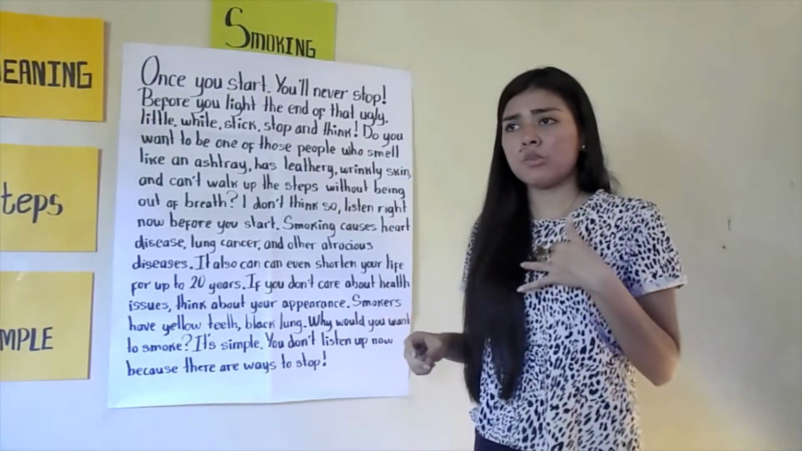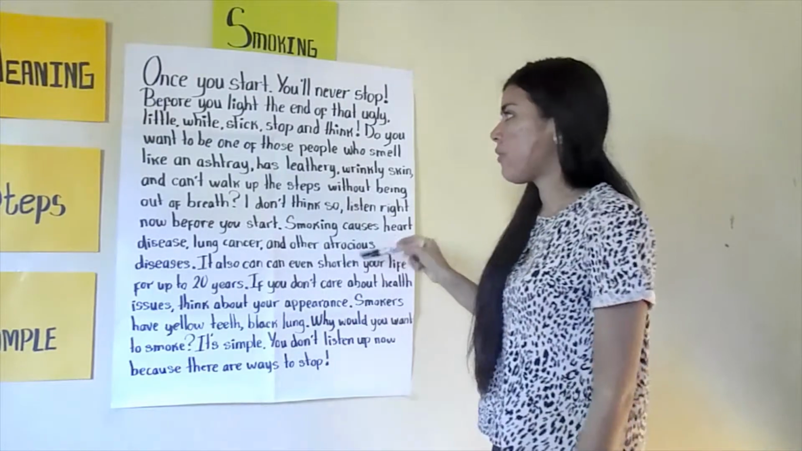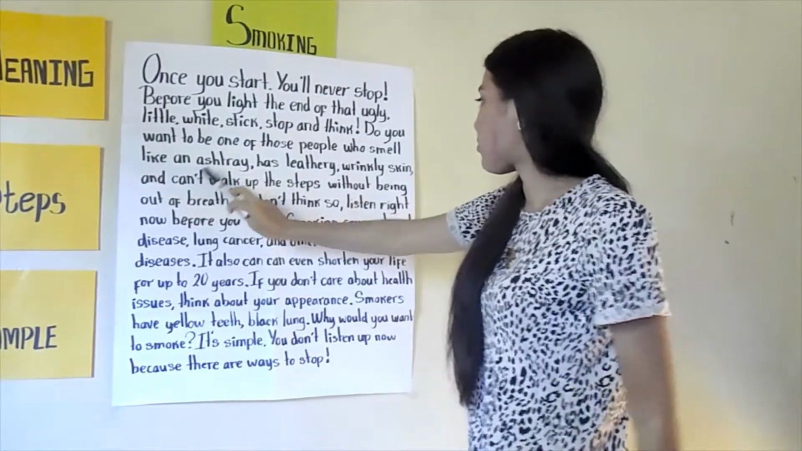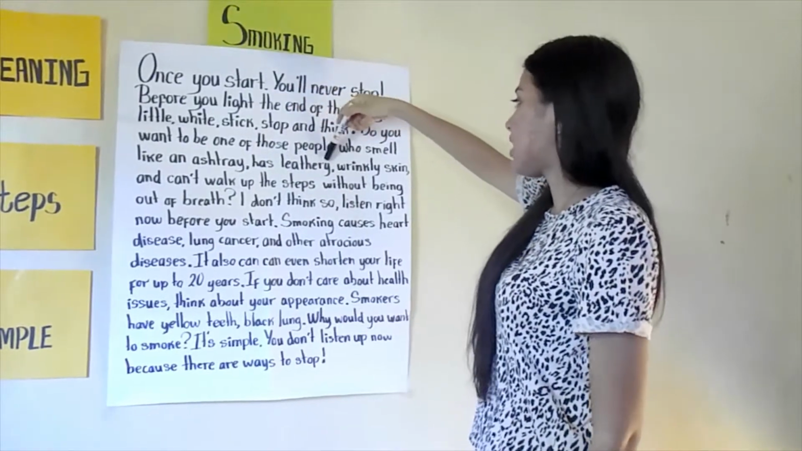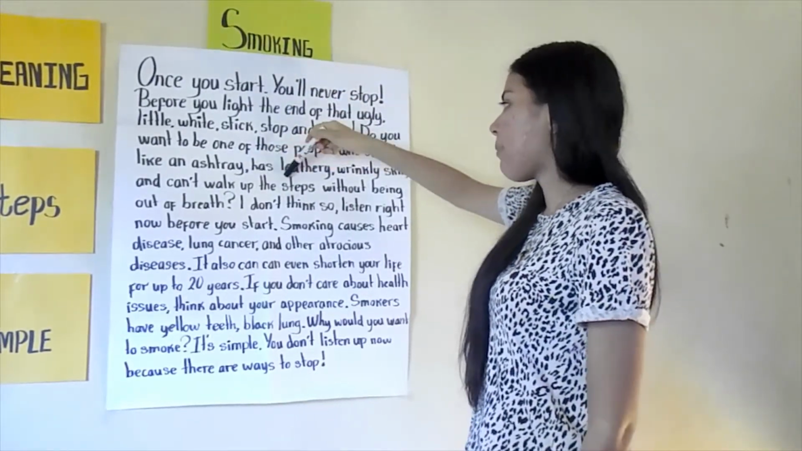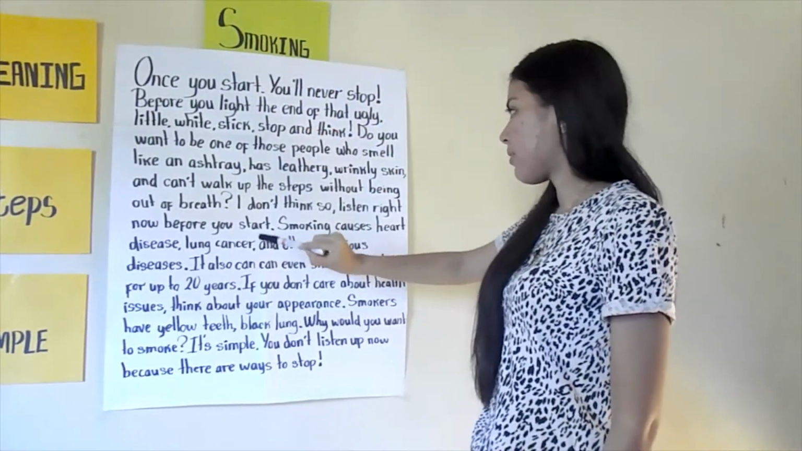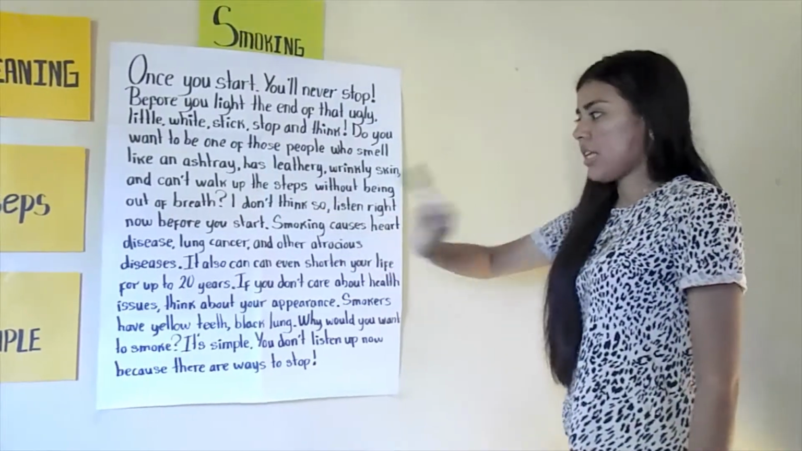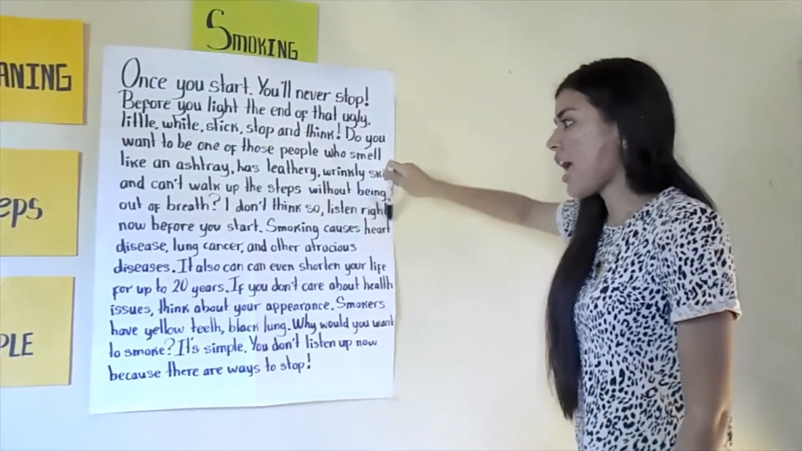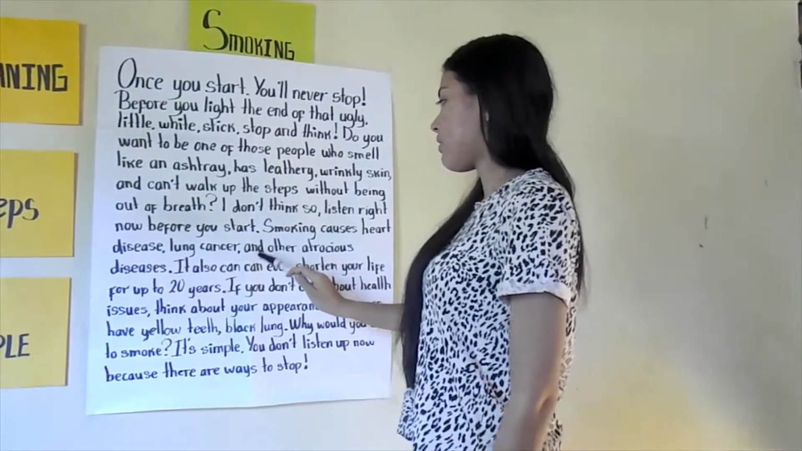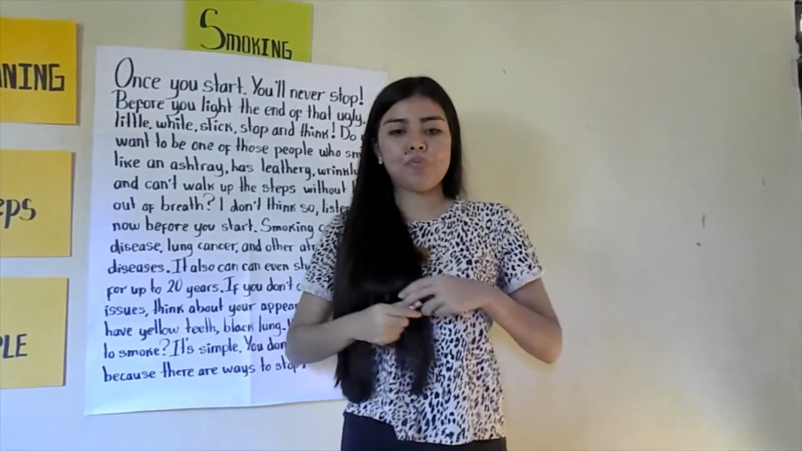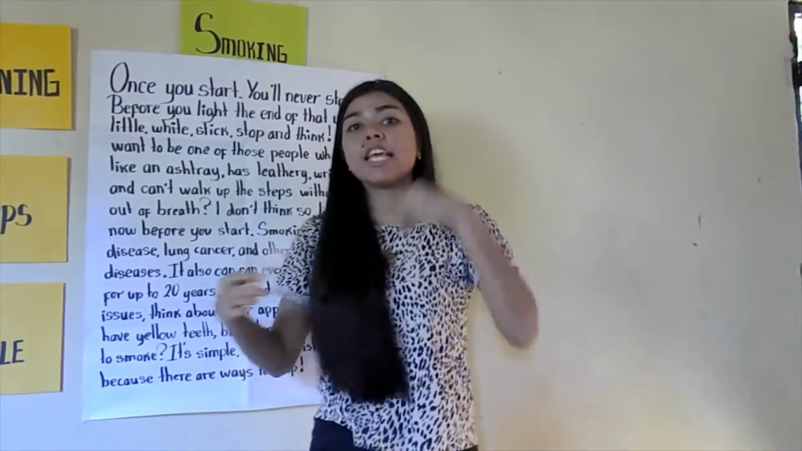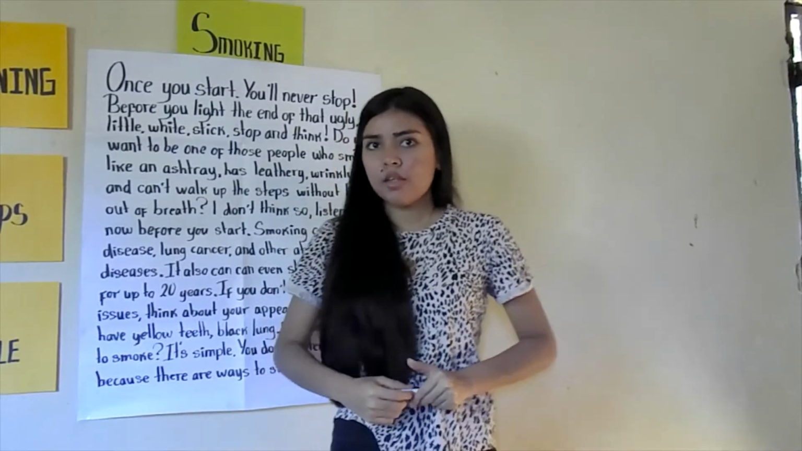My evidence, what is it? For example, people who smell, or, for example, have literally wrinkly skin and can't walk up the steps without being out of breath. I don't think so. For example, smoking causes heart disease, lung cancer. In this case, I show advantage or disadvantage, or I keep my point of view firm.